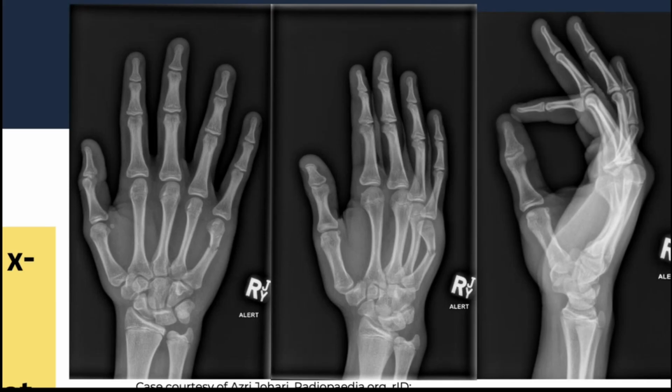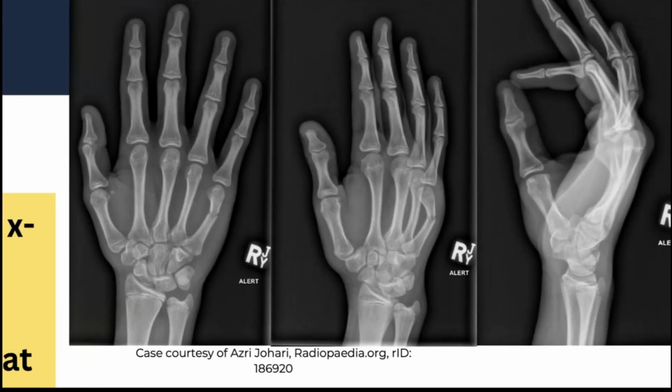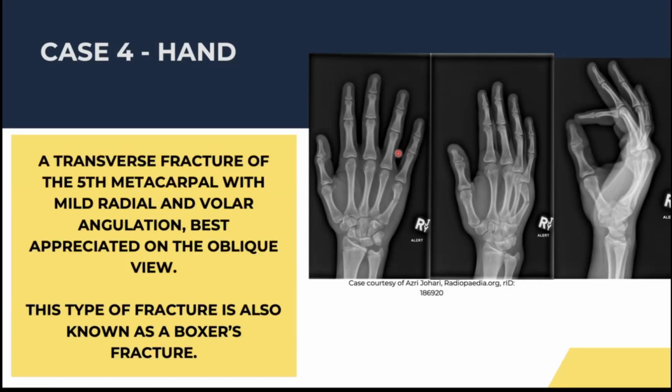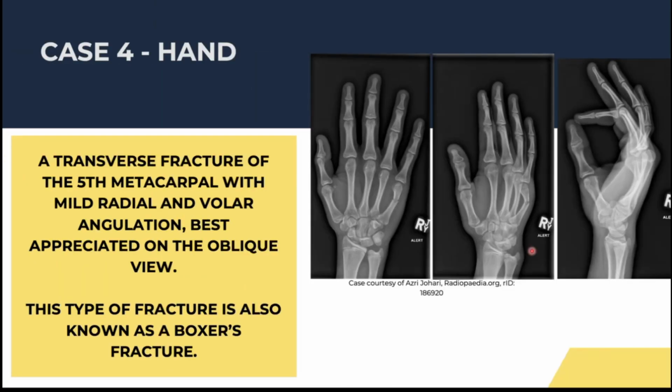A fifth metacarpal fracture. Brilliant. Also known as, does anybody else know what this is also called? Another colloquial term for it. Boxers. Brilliant job. So this is a transverse fracture of the fifth metacarpal with some mild radial and volar angulation. And again, you can see this best on that oblique image here. This type of fracture is also known as a boxer's fracture, which I've asked you before.